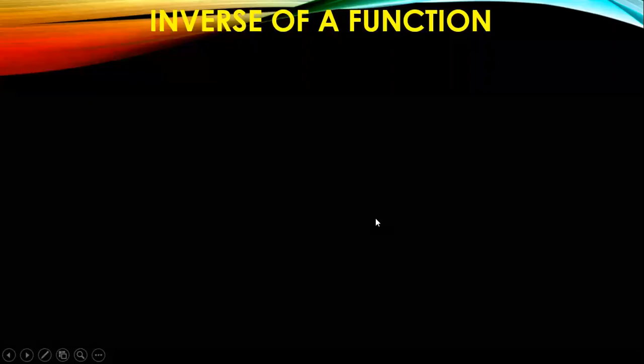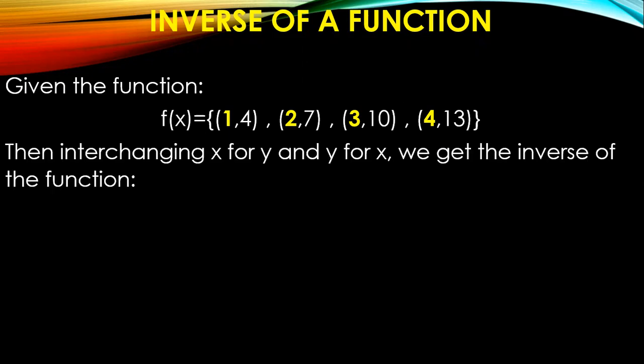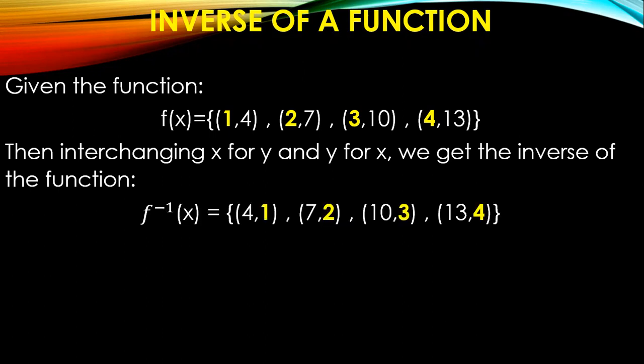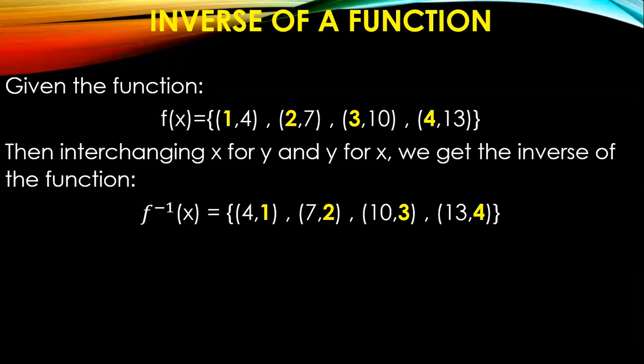Today, we will be learning about inverse of a function. Given a set of ordered pairs for the function f of x, (1, 4), (2, 7), (3, 10), (4, 13), we can find the inverse of this function by simply interchanging x for y and y for x. The inverse of the function f of x is (4, 1), (7, 2), (10, 3), (13, 4).